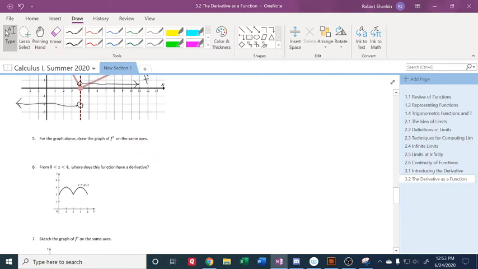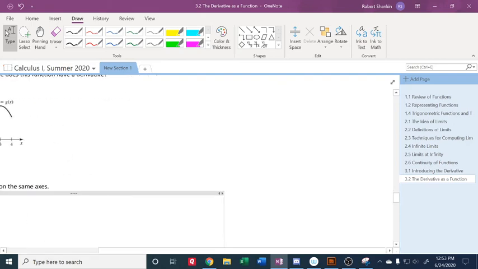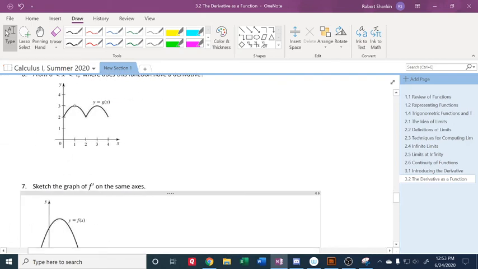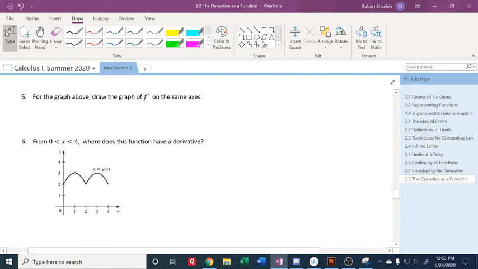All right, let's go to number 6. From 0 to 4 on the x-axis, where does this function have a derivative? And you could also reverse it and say, where does it not have a derivative? On this one, I want you to consult in your groups, and I'm going to pick on a group in a minute.